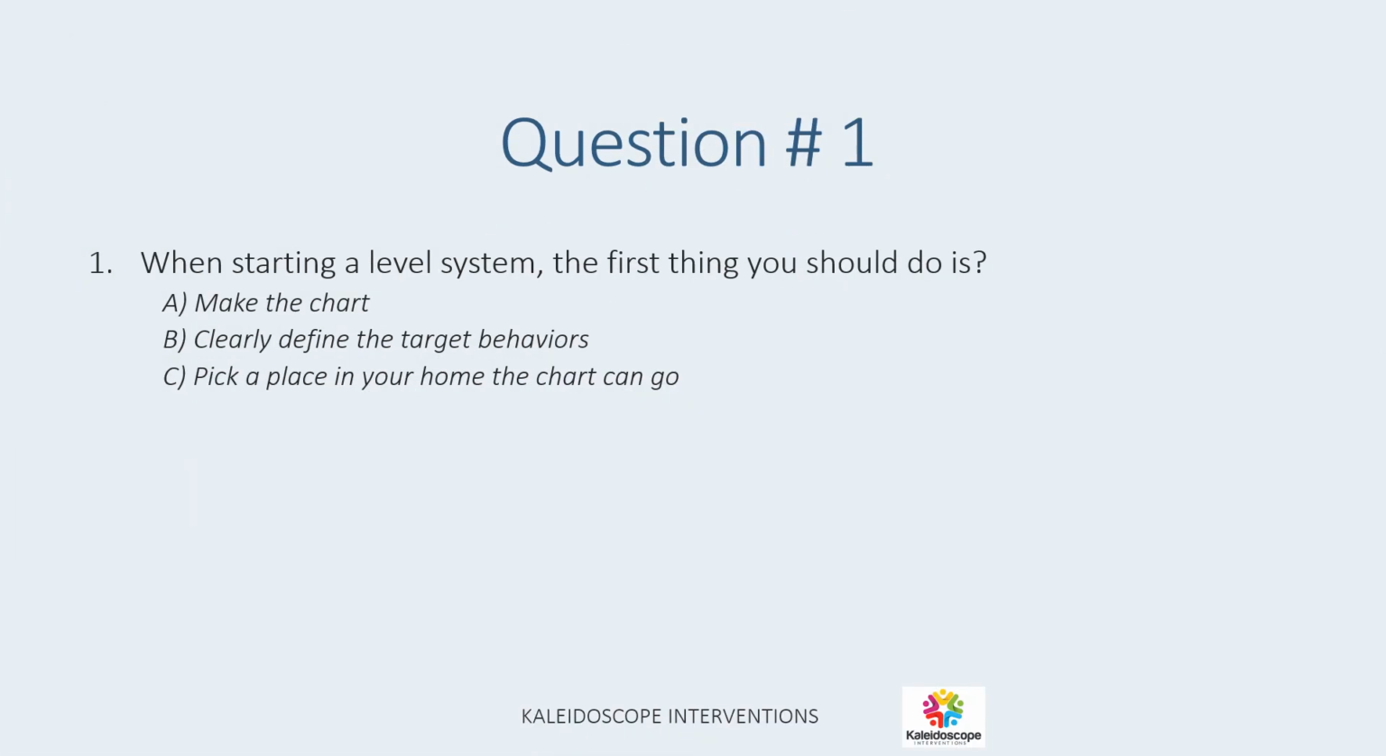Alrighty, here is our first question. When starting a level system, the first thing you should do is A, make the chart. B, clearly define the target behaviors. Or C, pick a place in your home the chart can go.